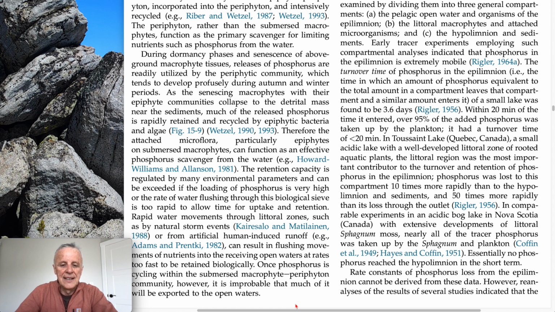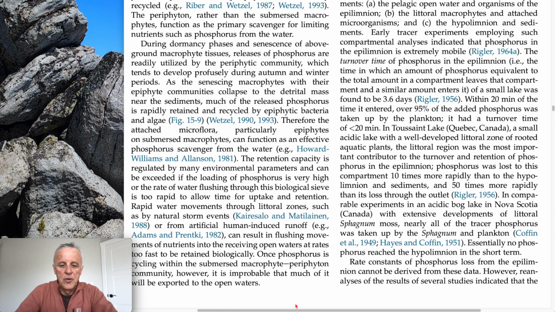As the senescing macrophytes with their epiphyte communities collapse to the detrital mass near the sediment, much of the released phosphorus is rapidly retained and recycled by epiphytic bacteria and algae. Therefore, the attached microflora, particularly epiphytes on submerged macrophytes, can function as effective phosphorus scavengers from the water.